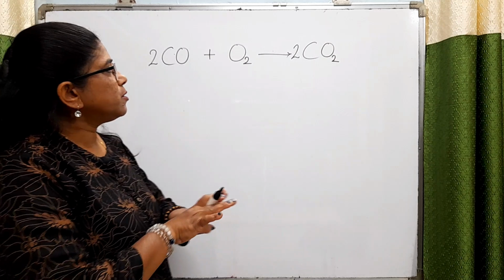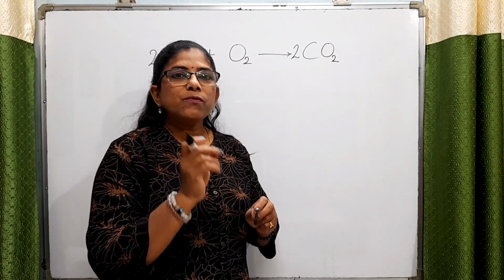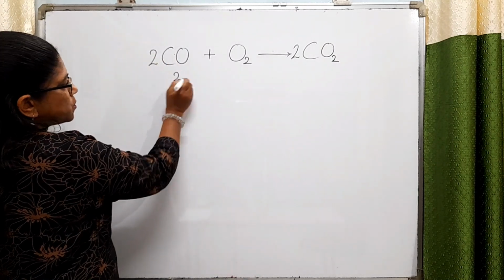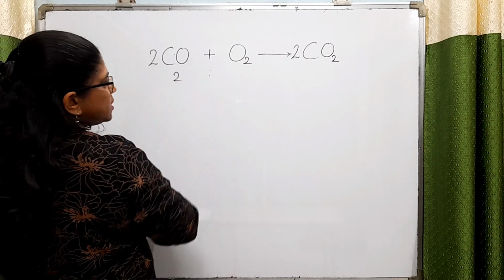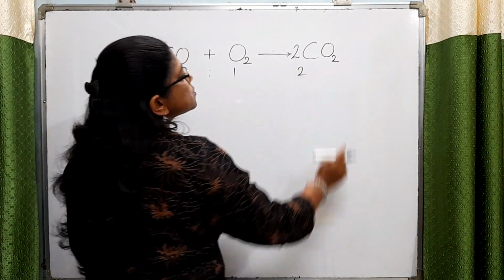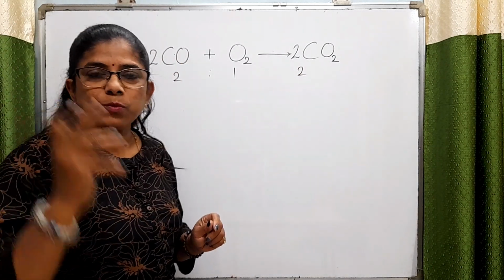Yes, now the reaction is balanced. According to Gay-Lussac's law, first let us write the ratio. Here 2 volumes of carbon monoxide is reacting with 1 volume of oxygen to give us 2 volumes of carbon dioxide.